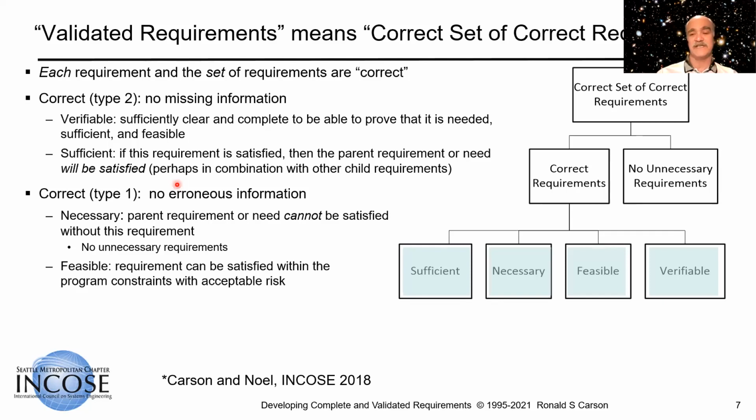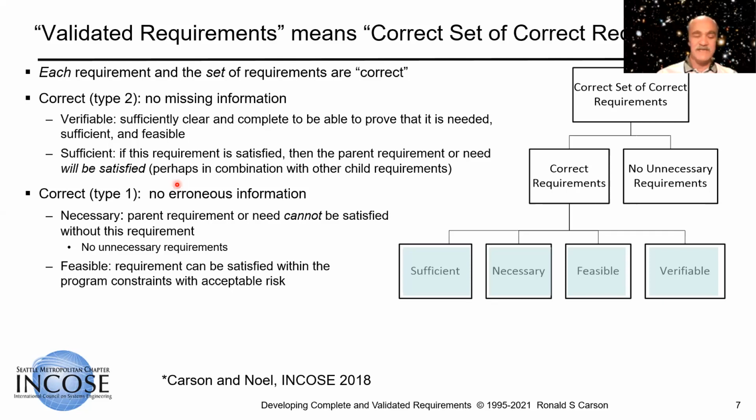The feasibility check is a means for assessing that you can actually satisfy the requirement in implementation within the program constraints, that's budget and schedule, with acceptable risk. There's no guarantees about the future, but you need to understand whether the requirement is demanding that you build something out of what we call unobtainium, or it violates the laws of physics. And then it doesn't matter how much money you throw at it, you're never going to satisfy it.